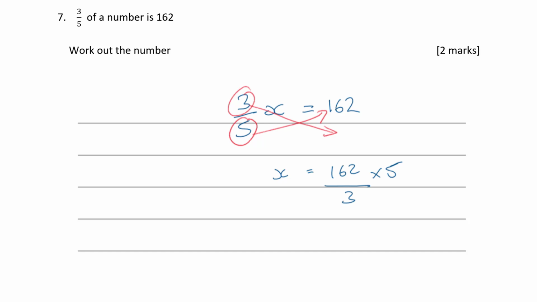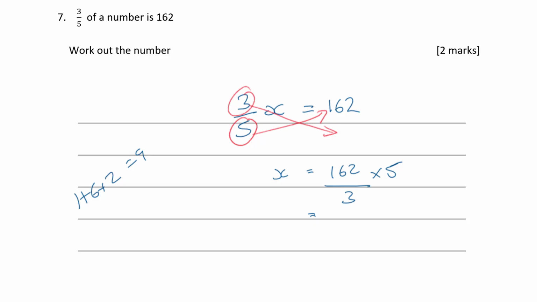Now, is 162 divisible by 3? Well, the rule of divisibility is if you can add the digits together and that divides by 3, your original number divides by 3 as well. So 1 plus 6 plus 2 adds up to 9. 9 is divisible by 3, so we should be able to divide this too. So let's give that a go then.